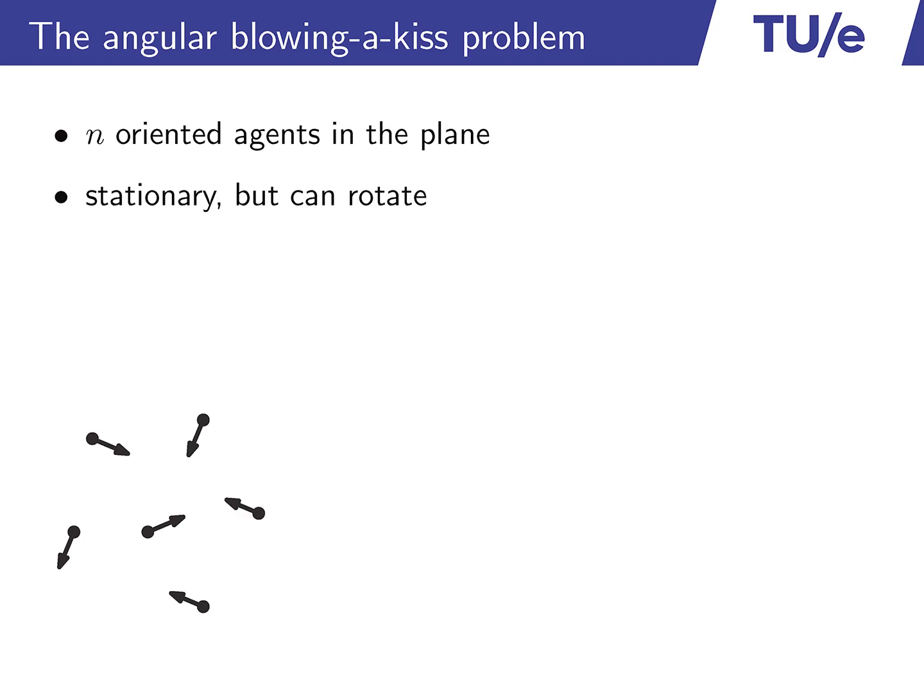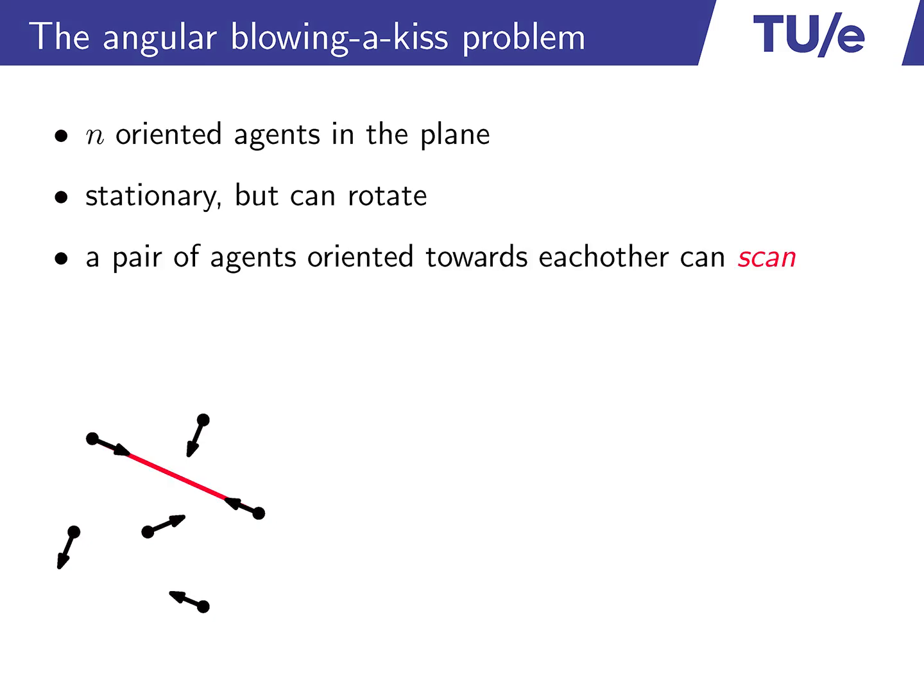When two agents are oriented towards each other, they are able to scan each other. We indicate this with a red line. The question we are interested in is the following. How long does it take to scan all pairs of agents?